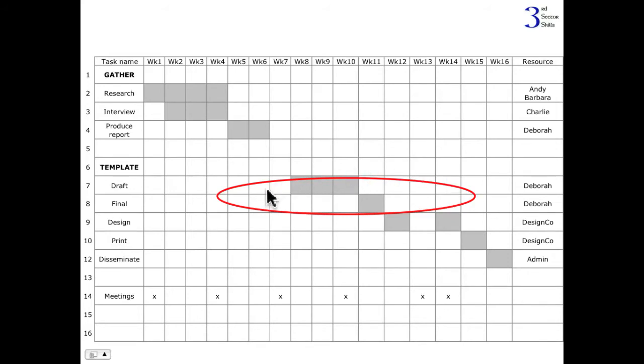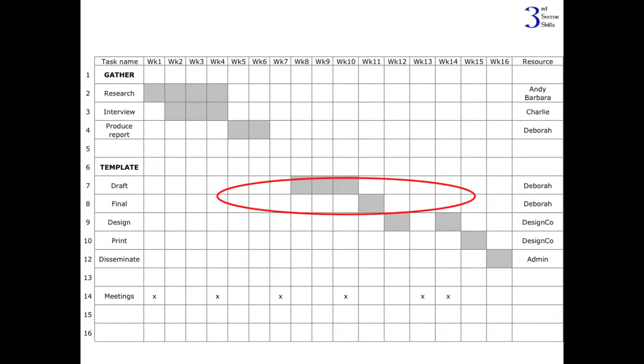You can see here what we've done is to grey in these boxes. So what this is saying is, in week 8 Deborah will start doing the draft of the template. It'll take her 3 weeks to do it. We're just getting an idea of timescales here. We're not putting great detail in just yet, but this gives you an idea. There's the project plan as it goes through. Makes some sort of sense.